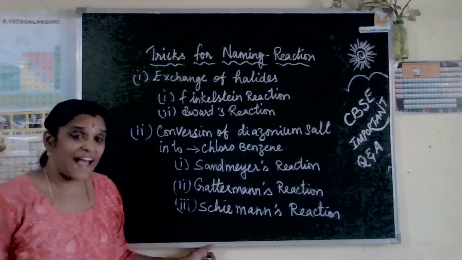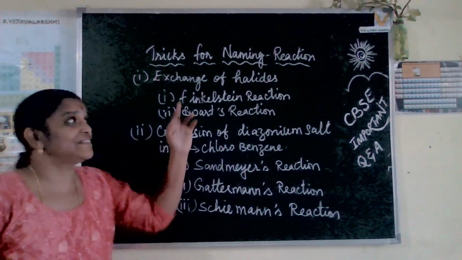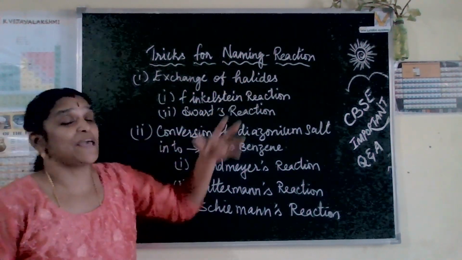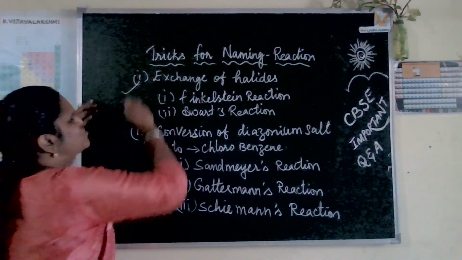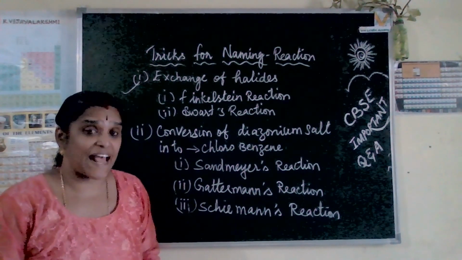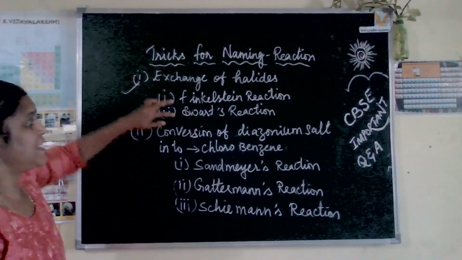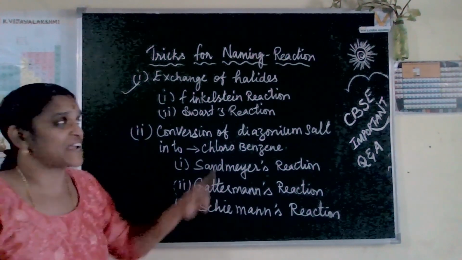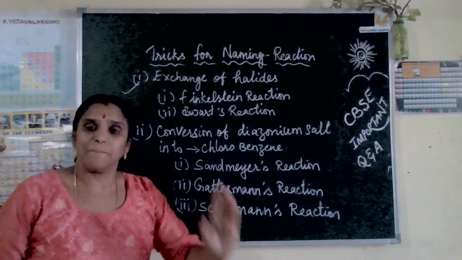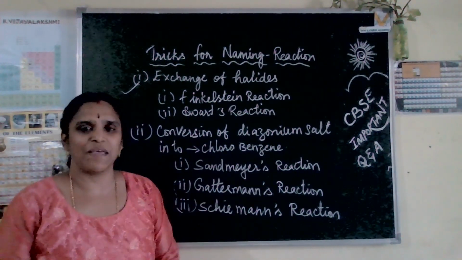At this point, I would like to mention an easy way to remember tricks for naming reactions. I just mentioned the first one, exchange of halides. Suppose they are asking the question, give one example of exchange of halides. There are two reactions, Finkelstein's reaction and Swarts reaction. In Finkelstein's reaction, methyl chloride reacts with sodium iodide and you get methyl iodide.